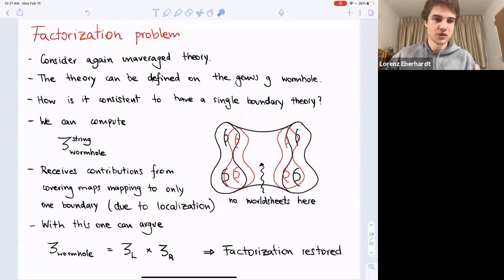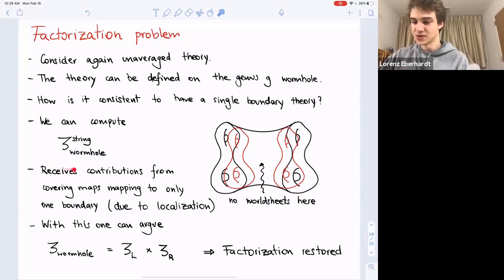So we can take this tensionless string and put it on this genus G wormhole, this Fuchsian wormhole that I told you about in the beginning. And now you should ask, how is it consistent to have only a single boundary theory and not this ensemble average? And the reason is essentially the same that we said before. So that's why there's only one slide.